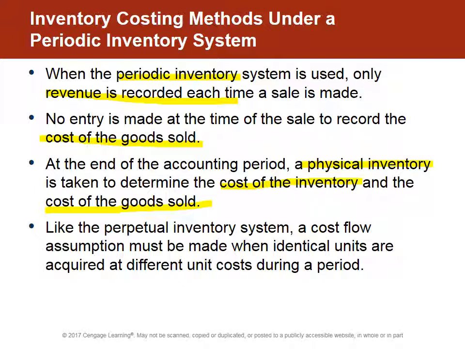Go back to that formula that I asked each student to memorize, and that formula is cost of goods available for sale is equal to ending inventory plus cost of goods sold. That means that out of the batch that you had available to sell, you either sold them or you still have them.